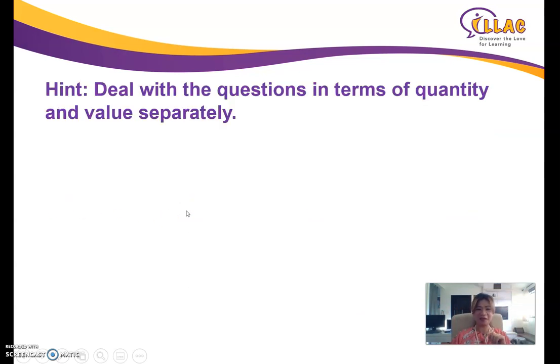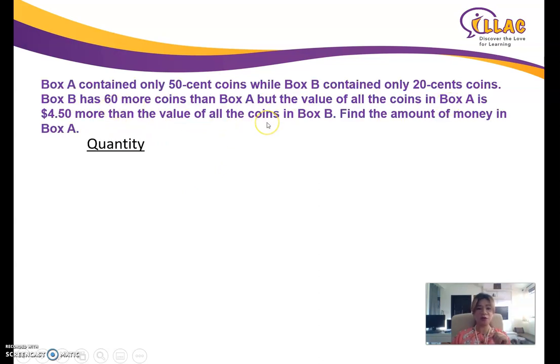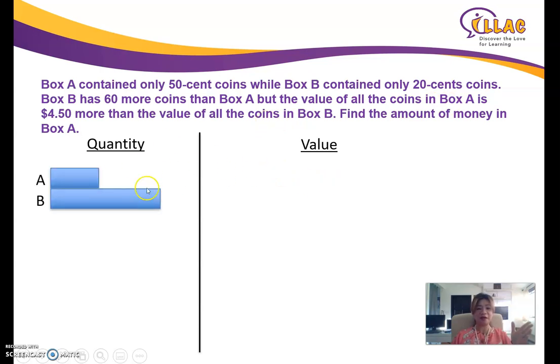Let's see how this is done. Okay, deal with the questions in terms of quantity and value separately. Okay, so I put a question here just to recall. Quantity and value, 2 parts, 2 different models. So I have A versus B, and what is this? The quantity is 60 more. So this is the quantity. 60 more of 20 cents. How much is that? That will be $12, correct?